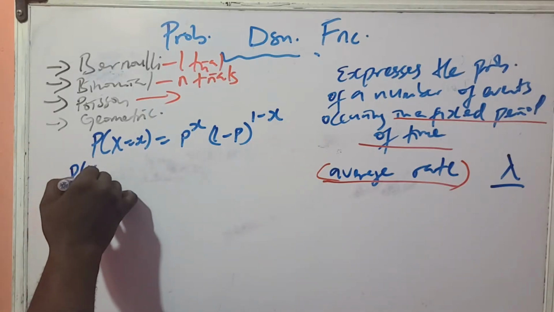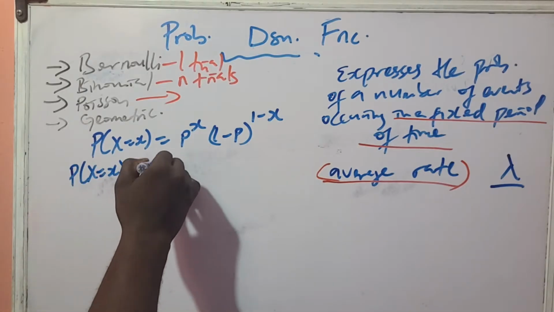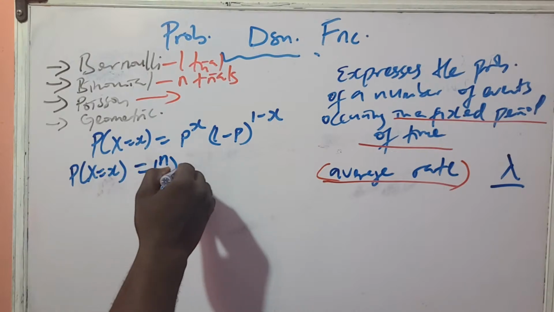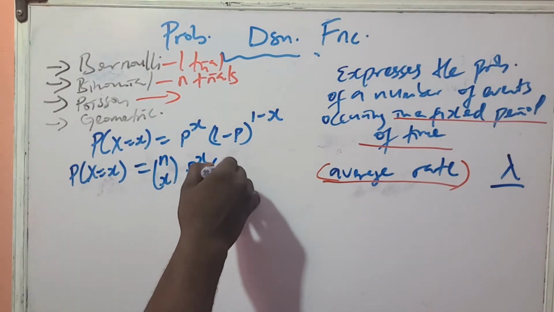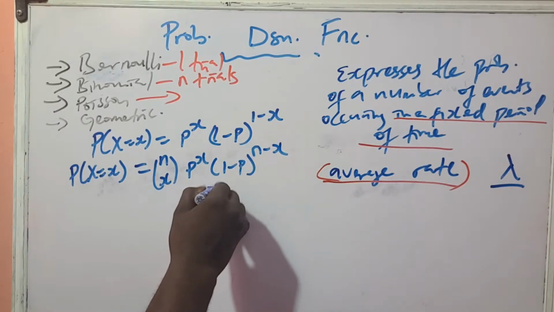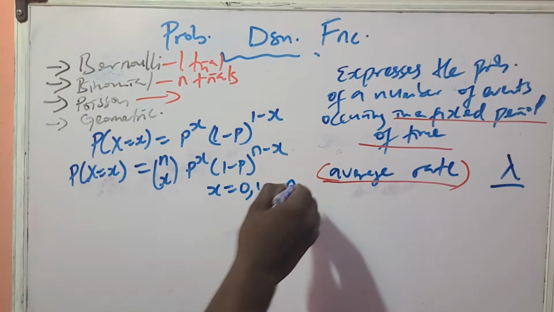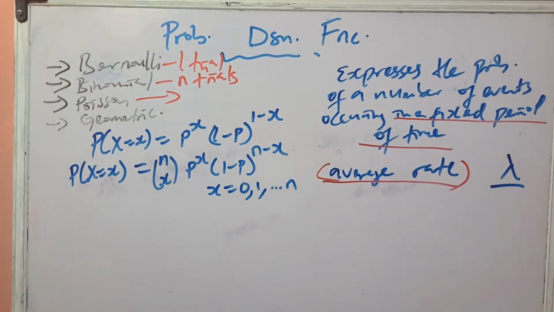For that of binomial, we said it was n combination x, p raised to power x, then 1 minus p raised to power n minus x, and your x is ranging from 0, 1 up until n. Very, very important that you always know all this.